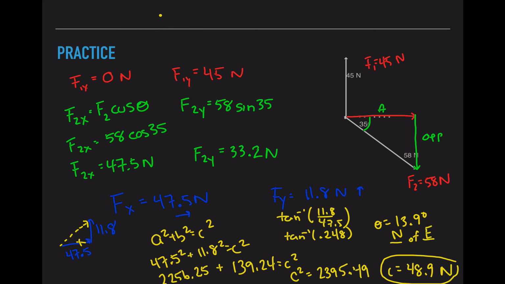So our equilibrant is 48.9 newtons at 13.9 degrees. And instead of north, we're going to write south. Instead of east, we're going to write west. That is our final answer. To equal out these two forces, or these two vectors, we need to apply a 48.9 Newton force at 13.9 degrees south of west.